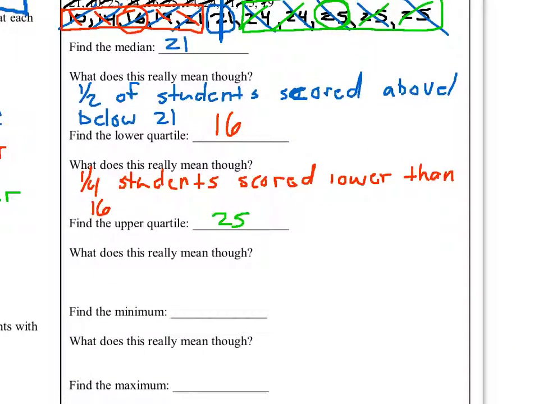What does that mean? What do we think that means in the real world, Manuel? 1/4 of students scored over 25. 1/4 of students scored higher than 25.